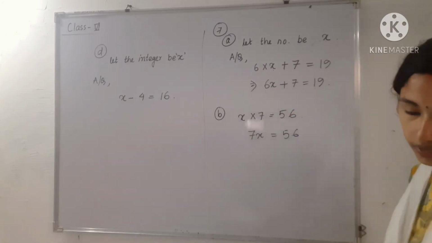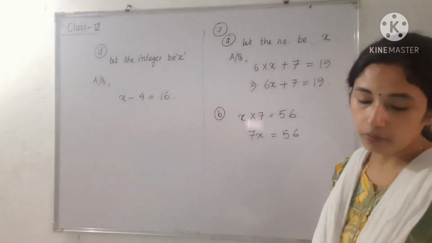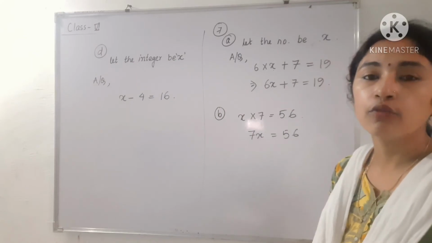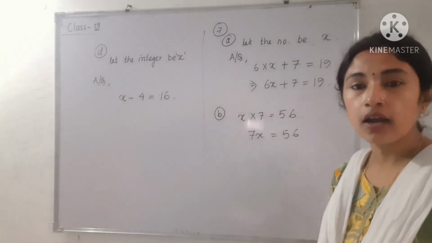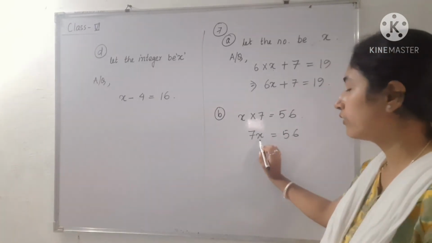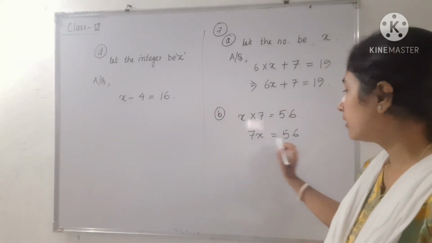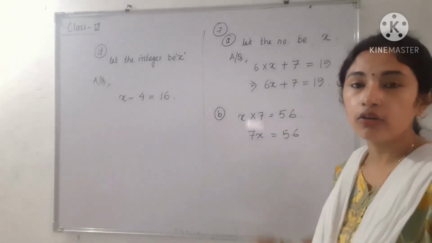Okay. Similarly in number B, they are already taking a number x and they are saying you have to multiply x with 7, so that you will get 56 as the answer. So now you have to find the value of x. So after dividing both sides by 7, you will get your x.